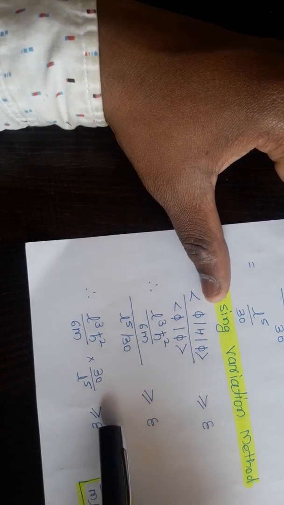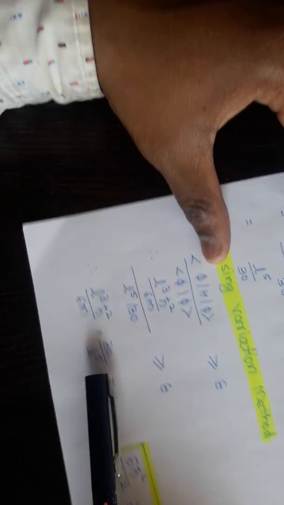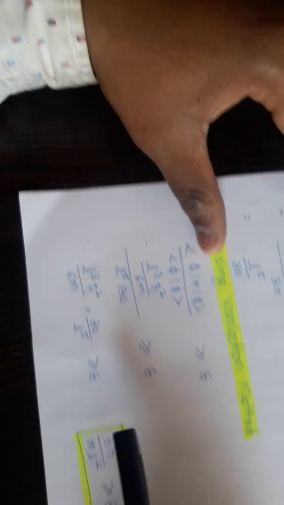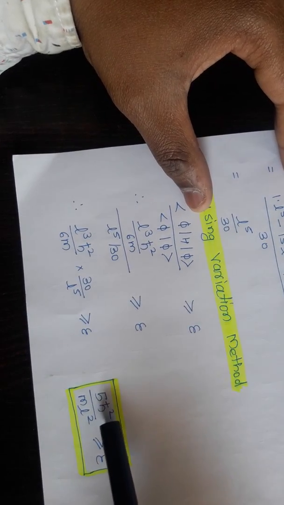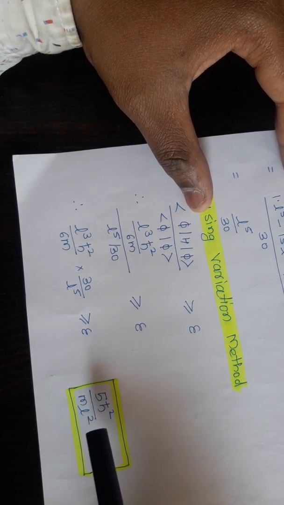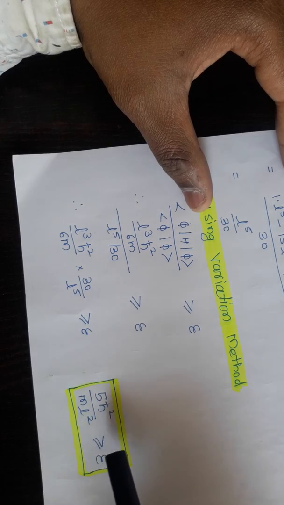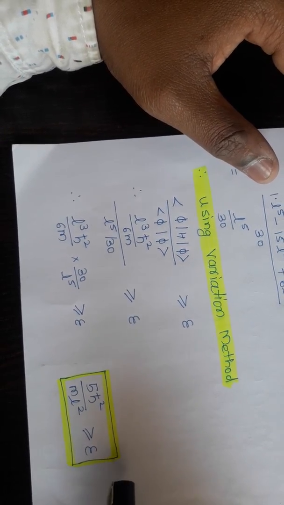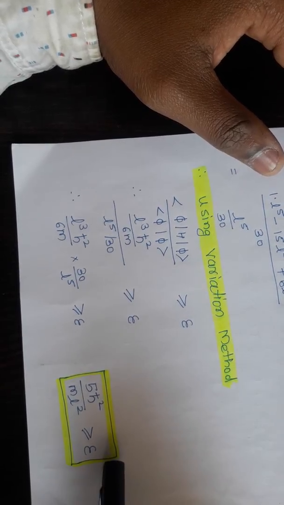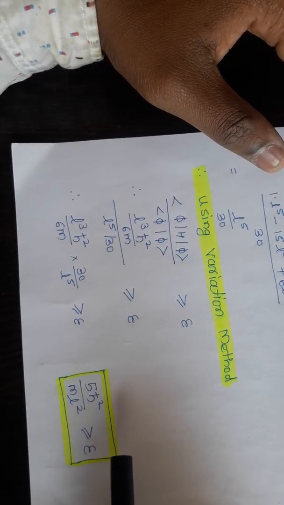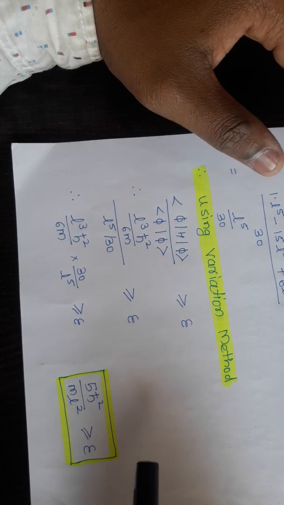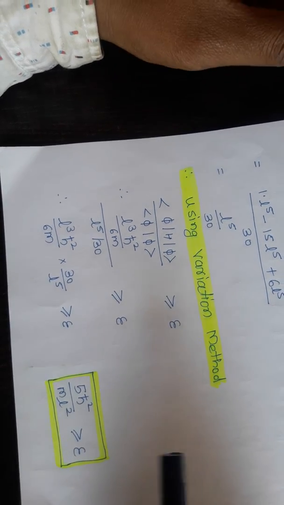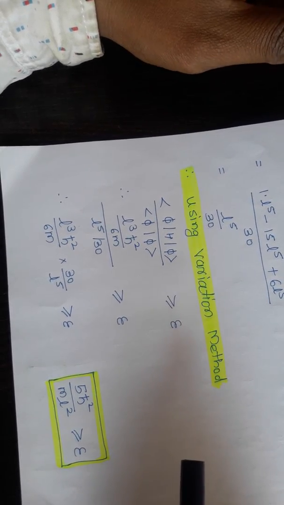After solving the equation, we will get the term 5ħ²/(mL²) is greater than or equal to E. This is the expression for the variation principle in one dimension. So in this lecture we have discussed expressions for the variation principle.